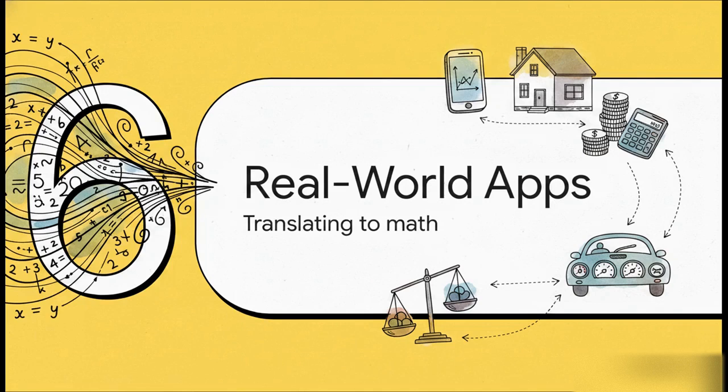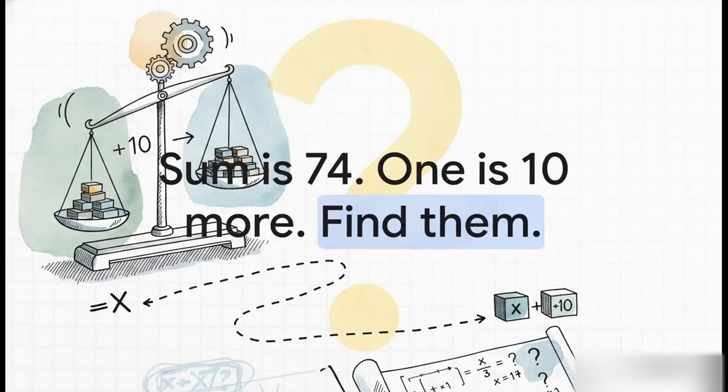scale. And finally, Section 6, Real-World Applications. Let's look at a real-world mystery. Imagine you're told that the sum of two numbers is 74, and you also know that one of those numbers is exactly 10 more than the other. What are they? This isn't just random abstract math anymore. It's a real-world puzzle just begging to be translated.